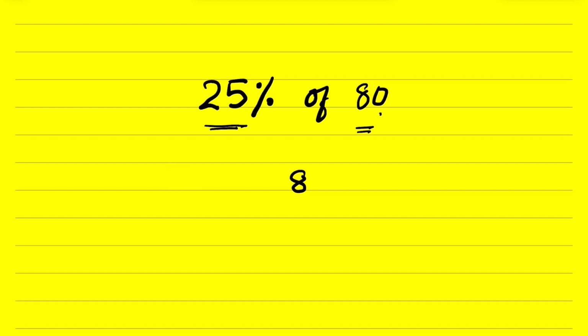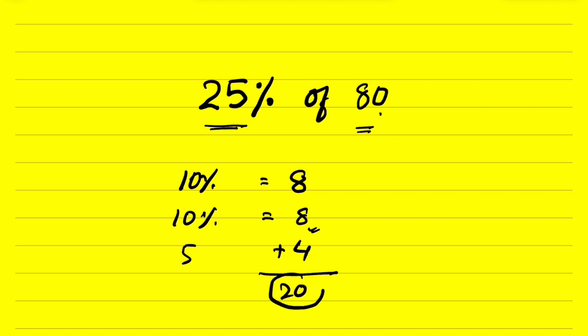So 10% is 8, then again 10% will be 8, and 5% will be half of this 8. So 4, you add all these. 8 plus 8 is 16 plus 4 is 20. So if you practice this method, you can just calculate in your mind without doing actual calculation.